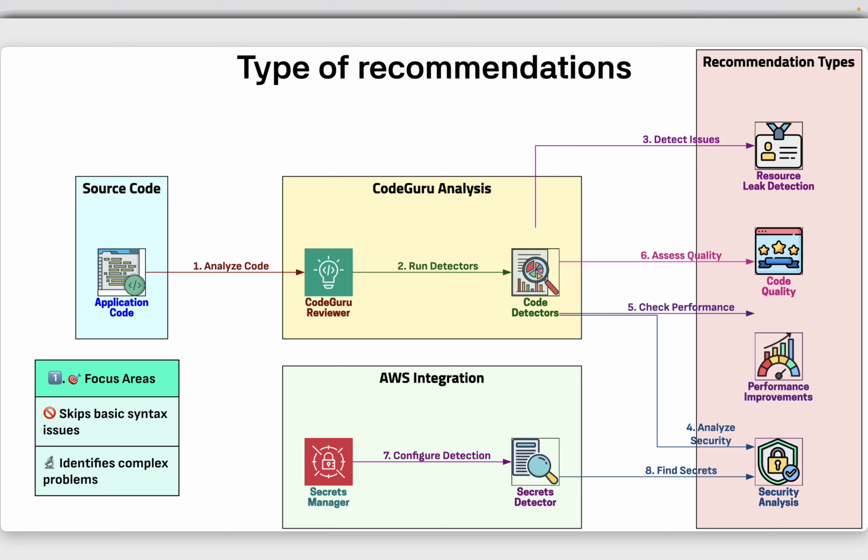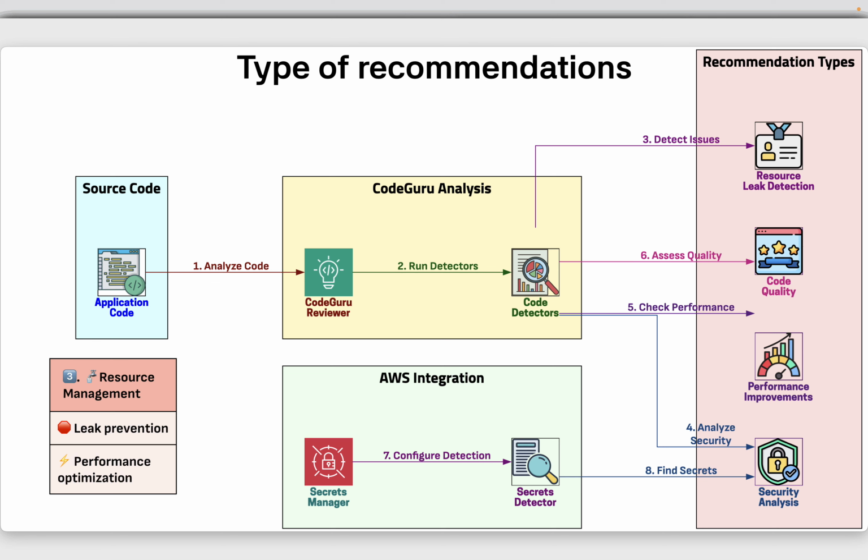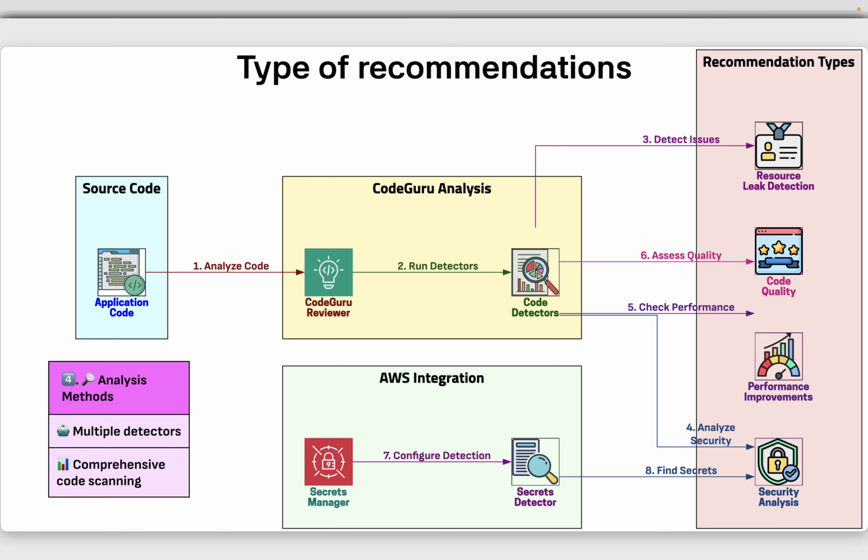So what kind of recommendations can CodeGuru Reviewer provide? So first, CodeGuru Reviewer focuses on identifying complex problems and does not flag basic syntactical mistakes. It performs security analysis by including secrets detection and integrating with AWS Secrets Manager. Recommendations include resource management, specifically for leak prevention. CodeGuru Reviewer employs multiple detectors within each type of recommendation to comprehensively analyze your code.